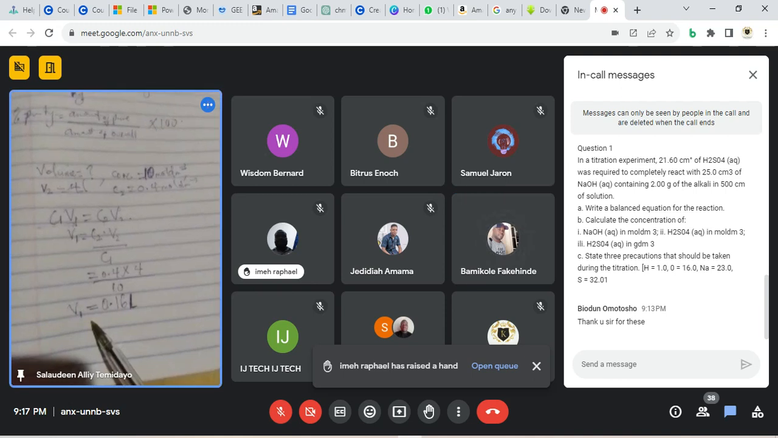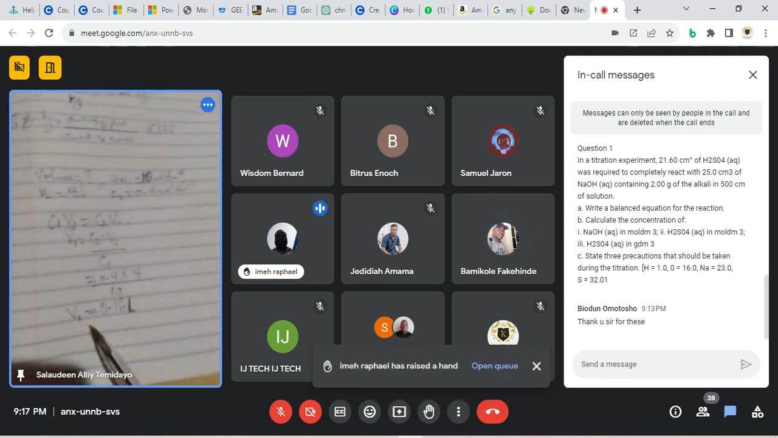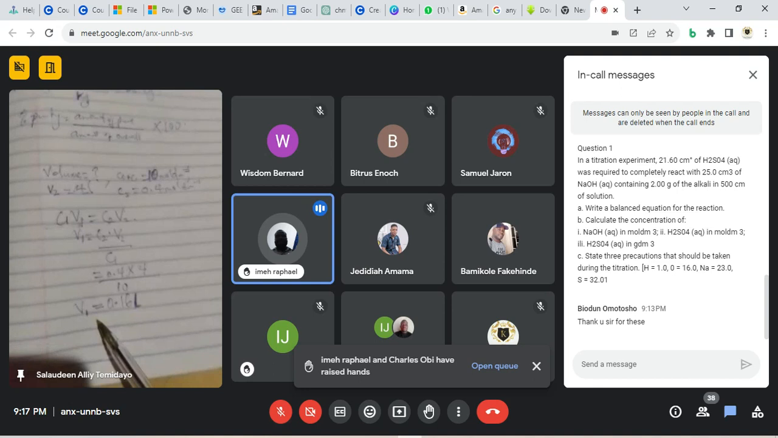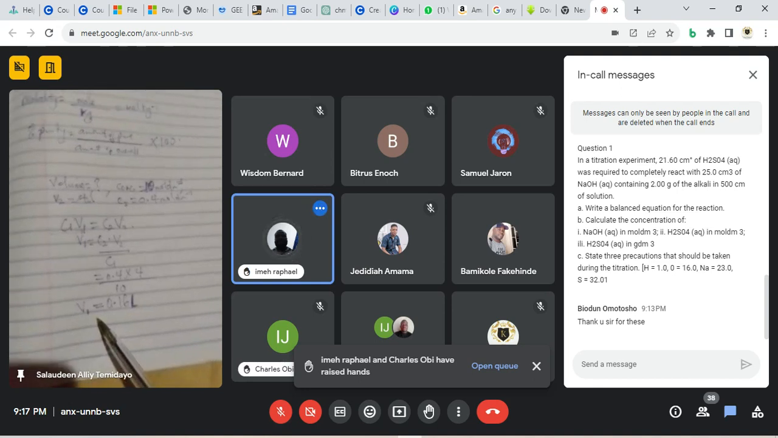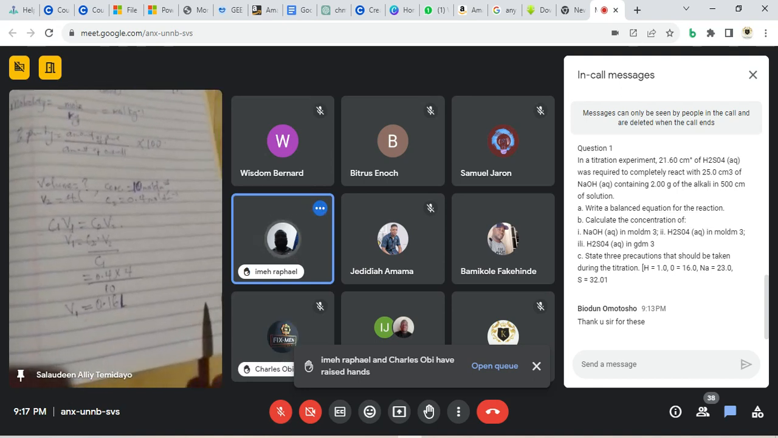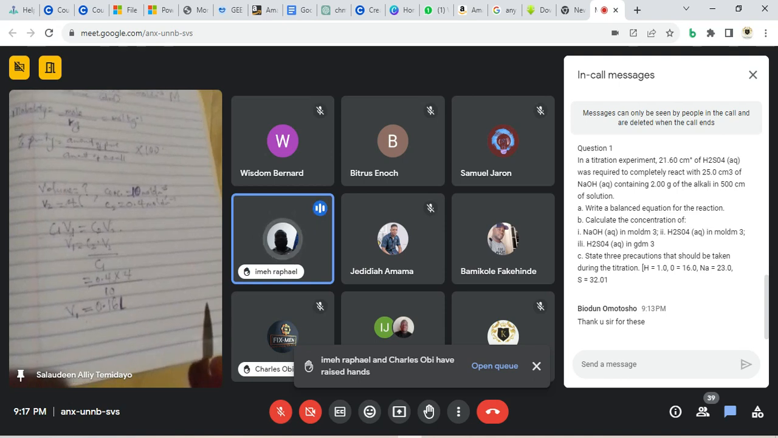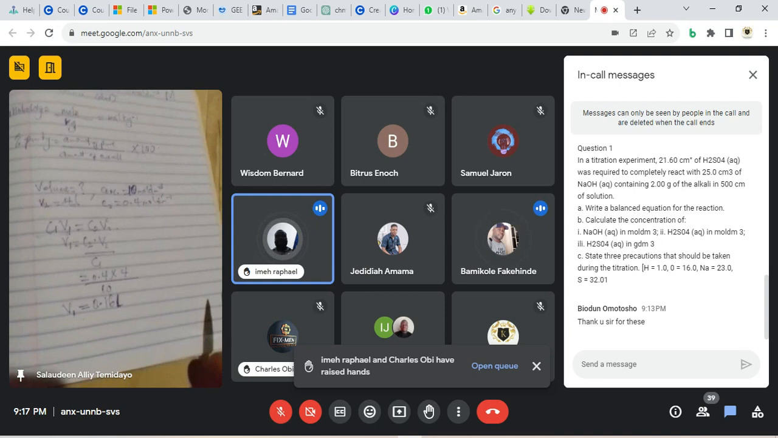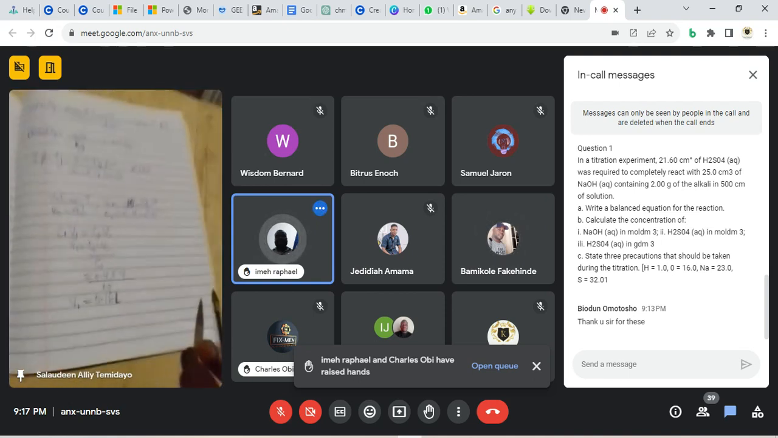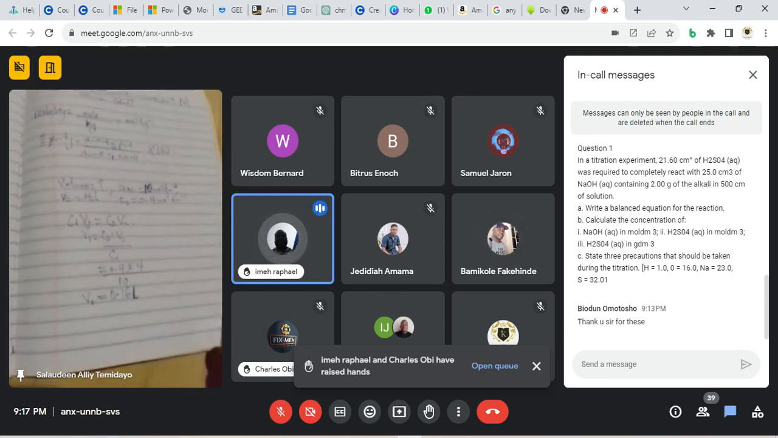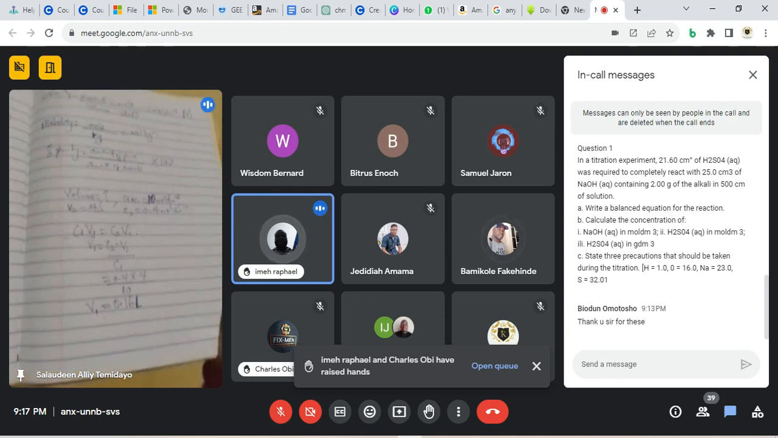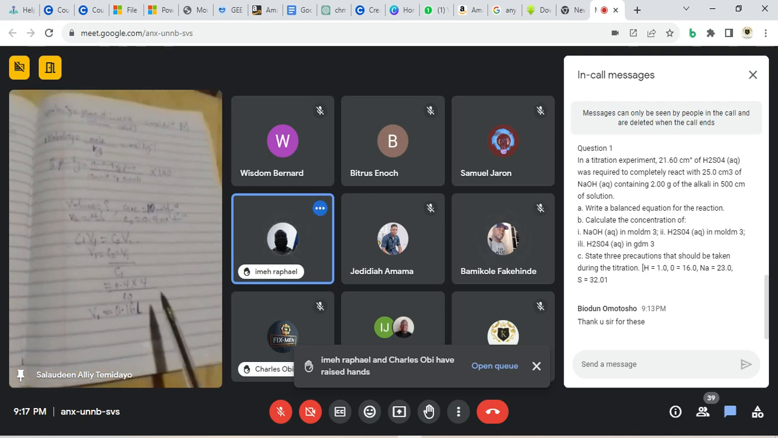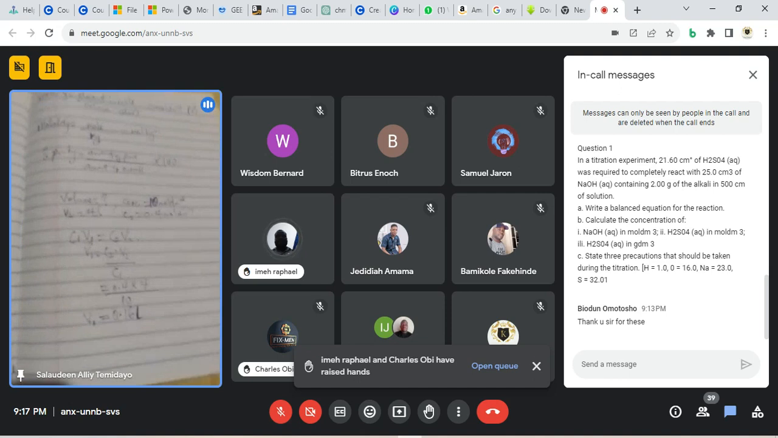Mr. Raphael. Okay, my question is, sometimes the challenge is how does one know that this is the value for C1, this is the value for V1, based on the equation? Is there any explanation to that, so that when a question like this comes, I can know that V1 is this, C2 is this? C1, this is the question given.